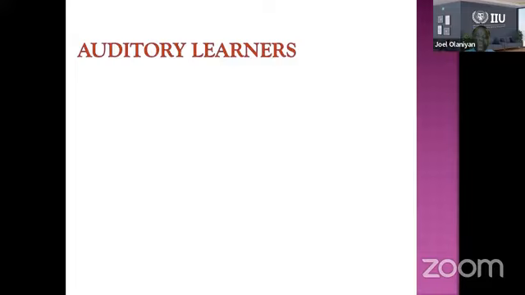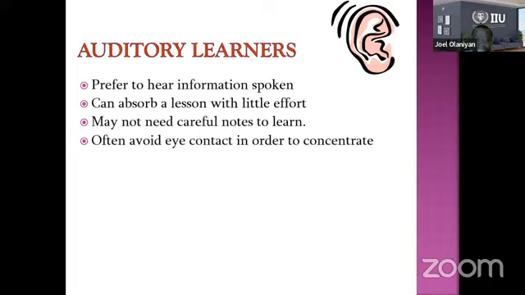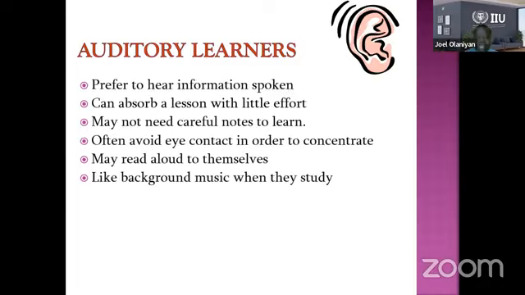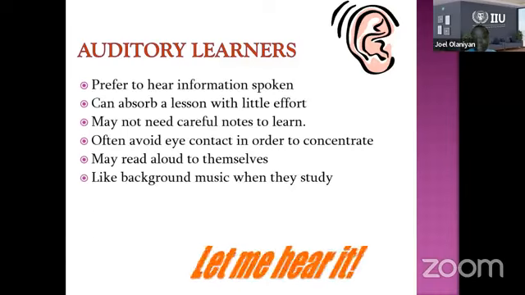So let's look at number one, auditory learners. This is just what is peculiar to them. When you see an auditory learner, what are the things that you see? What are the things that they manifest? They prefer to hear information spoken. They can absorb a lesson with little effort. They may not need careful notes to learn. They are the types we call eye flyers. They often avoid eye contact in order to concentrate. They read aloud to themselves. They like background music when they study. So you can see this is their characteristics. And all of these things are sending a message. And what is the message that they are sending to you? Let me hear you more. They are auditory learners. And these ones can adapt to any environment, actually.